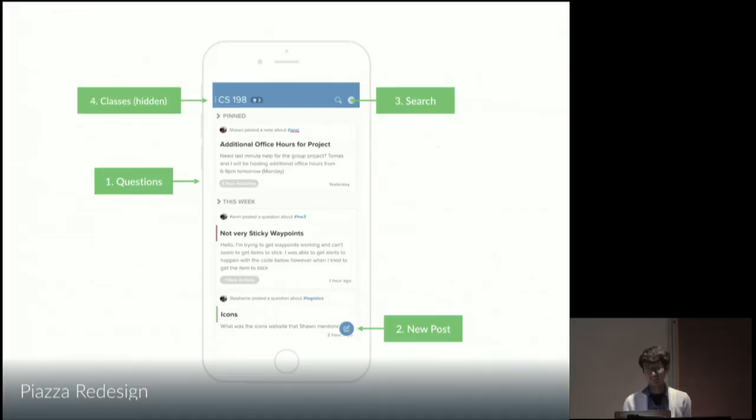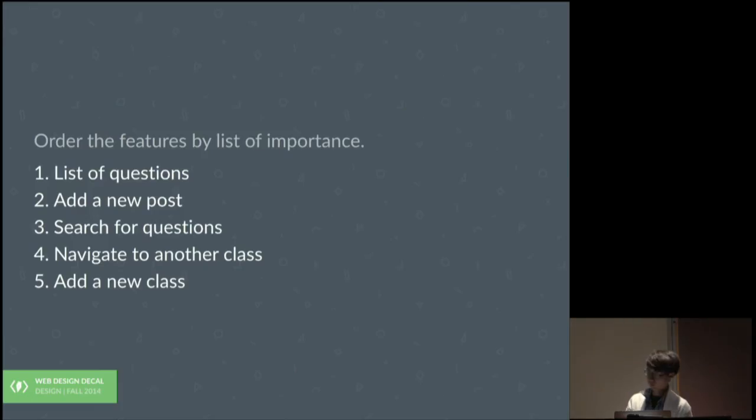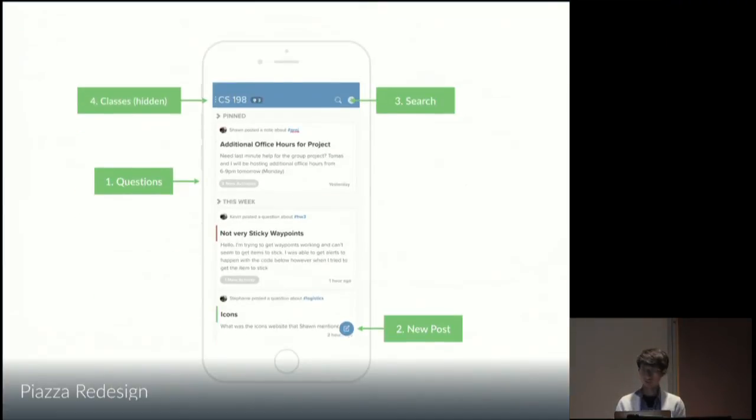So what I did as a quick side project last week was a quick redesign of Piazza for fun. And the first thing I did was to really reorder the application by a list of emphasis, a list of priorities. As we see in this list of features, the number one thing that's important is the list of questions. So I gave as much space as possible for the list of questions.